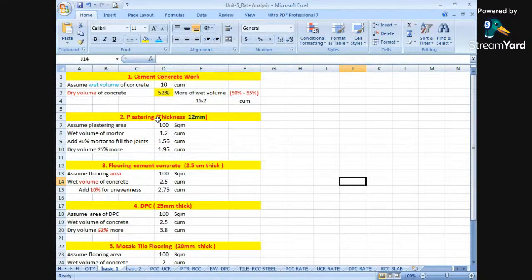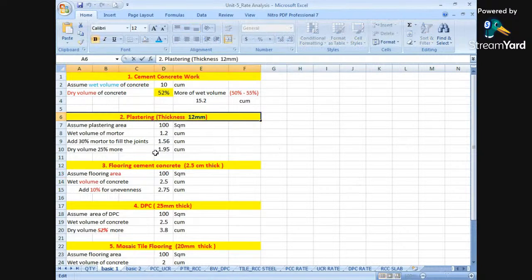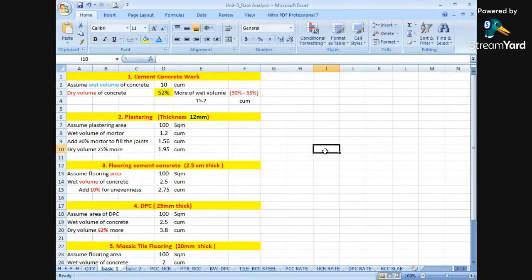Normally on sites we use inches or feet. So normally there will be a plaster of 1 inch, which is approximately 12 mm. We are assuming the area as 100 square meters. We have to cover an area of 100 square meters for plastering, and the thickness of the plaster is 12 mm.